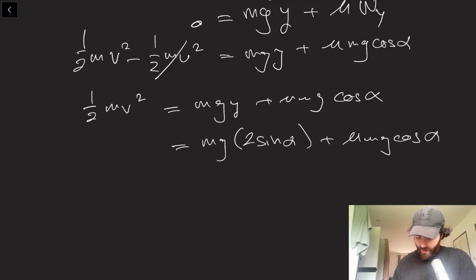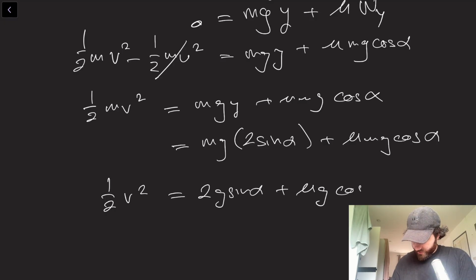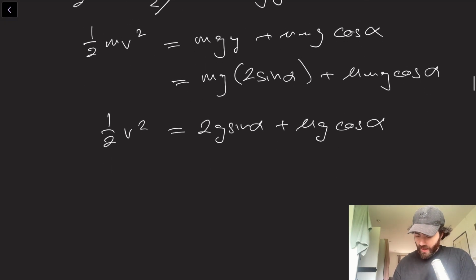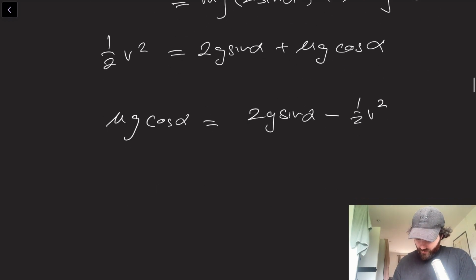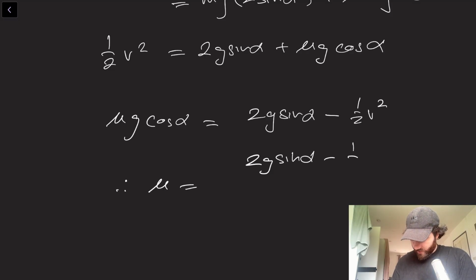We can cancel out an m here. We get a half v squared equals 2g sine alpha plus mu g cos alpha. We have everything, so we just rearrange for mu. So we get mu g cos alpha equals 2g sine alpha minus a half v squared. So therefore, mu equals 2g sine alpha minus a half v squared over g cos alpha.